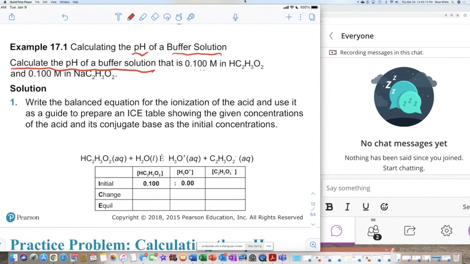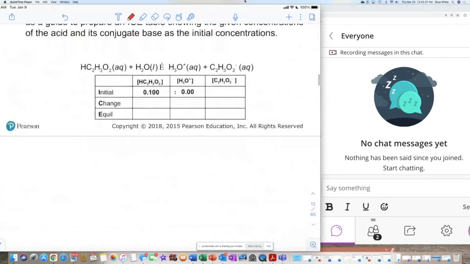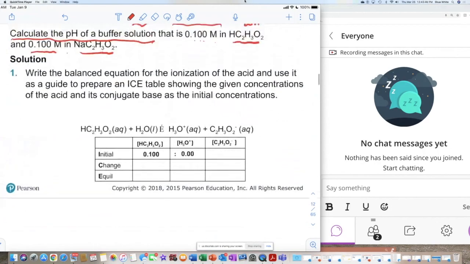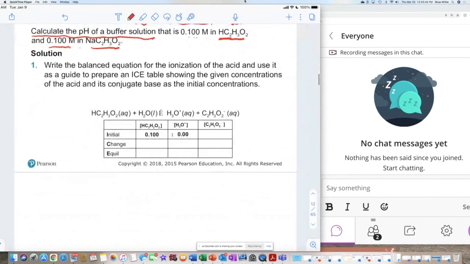That is 0.100 molar of the weak acid and 0.100 molar of the conjugate base. Okay, so I know this is written here, but as usual, I'm going to draw my own table. Remember what I showed you before. Even though you're making a buffer, always start with the equilibrium of either the weak acid or the weak base. So I'm going to start here with the weak acid equilibrium, since the weak portion is the acid, right?